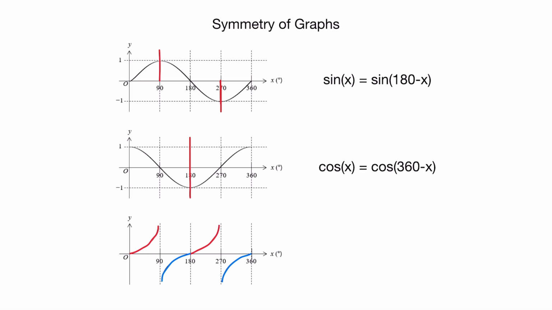In terms of the tan graph, because it repeats every 180 degrees, all you do is x plus 180. So if you have the x value, say 45, then you just add 180 to get the next one for the same y value.